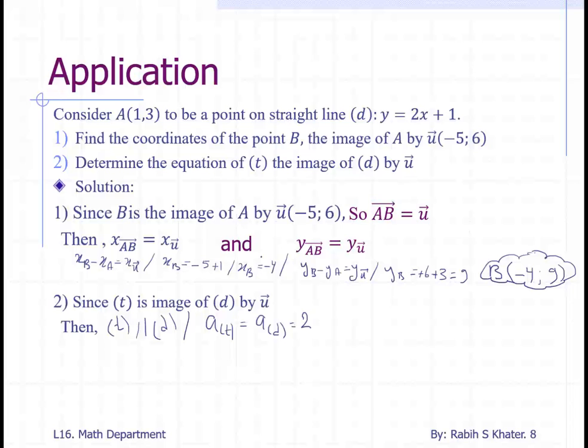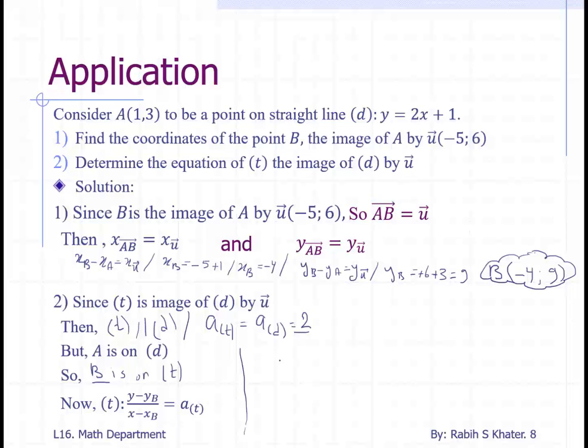Well, I know that A is a point on D, and B is the image of A by u. Okay, but simply, where is B located? B is on the image of D by u, which is T. Okay, since we now have a point and a slope, now use the formula y minus yB over x minus xB equals the slope. Let's try to calculate this.